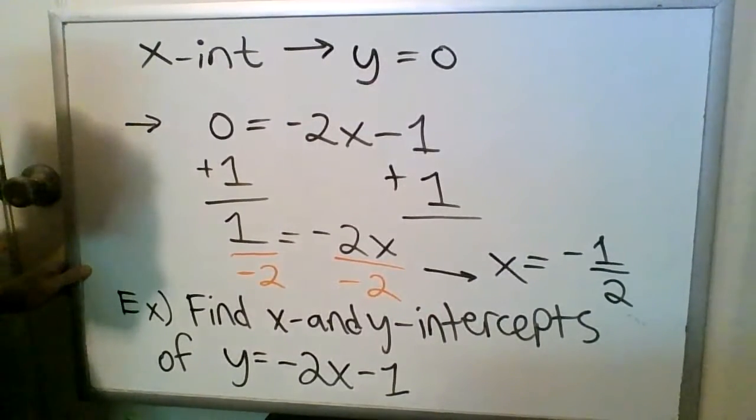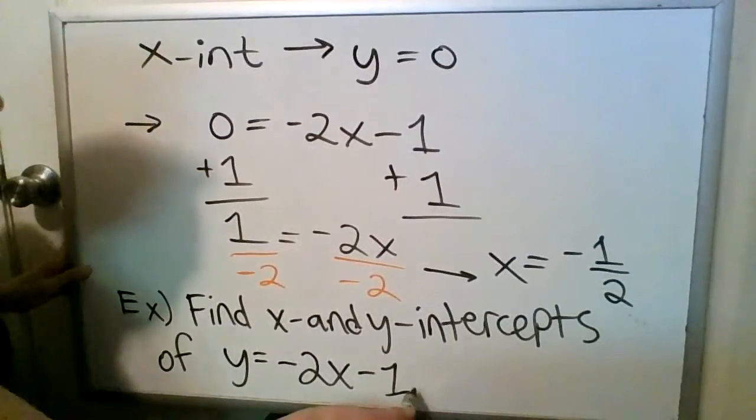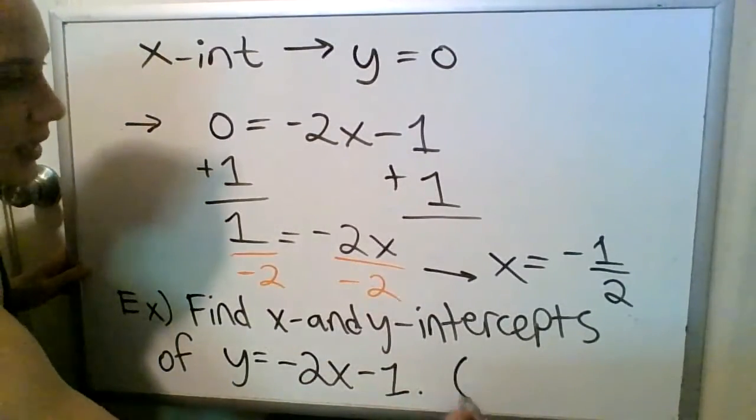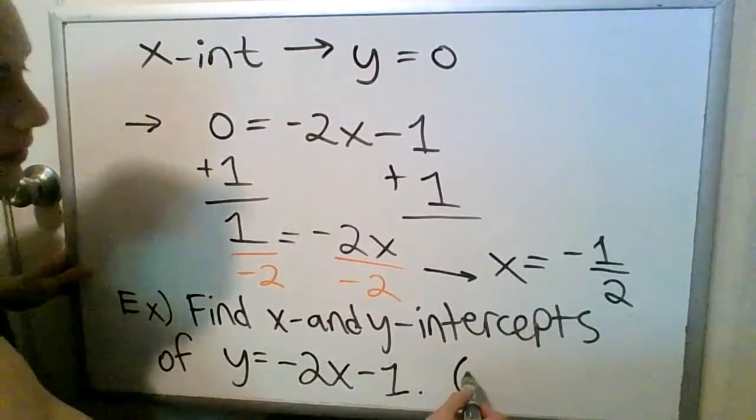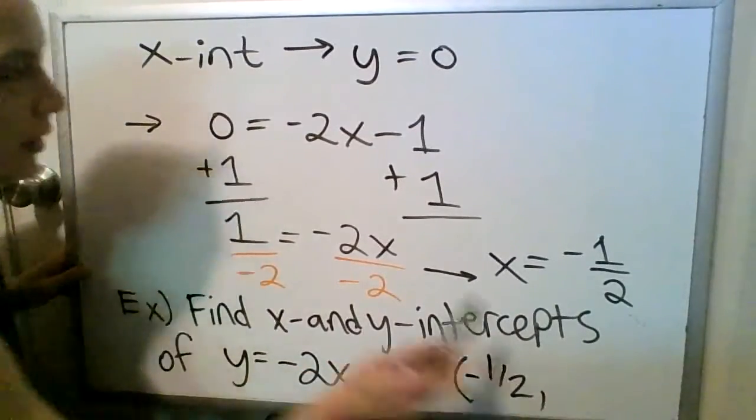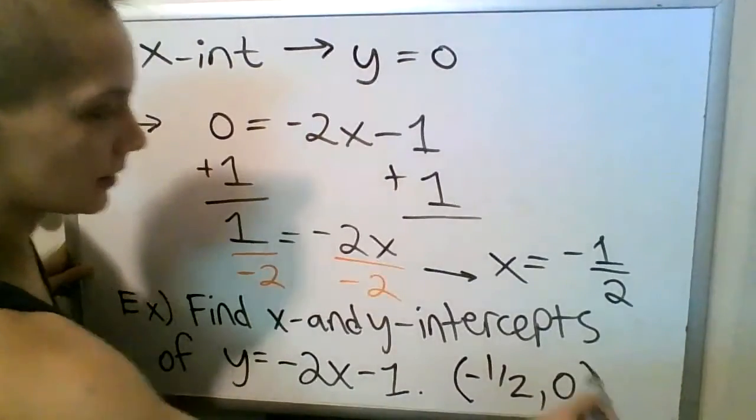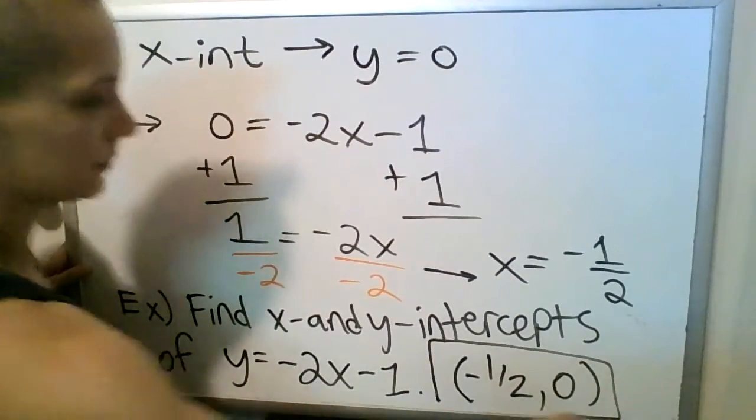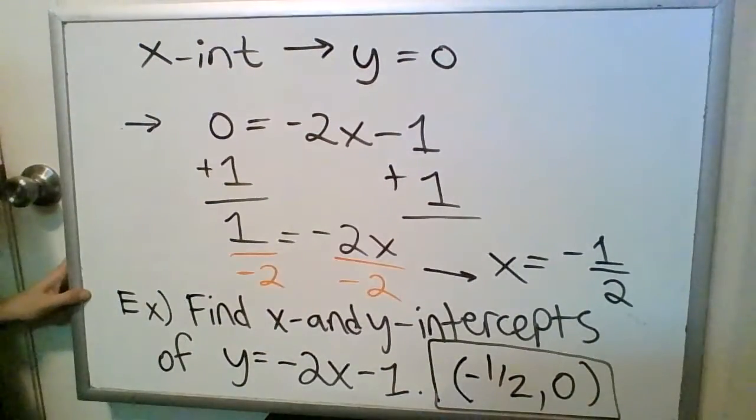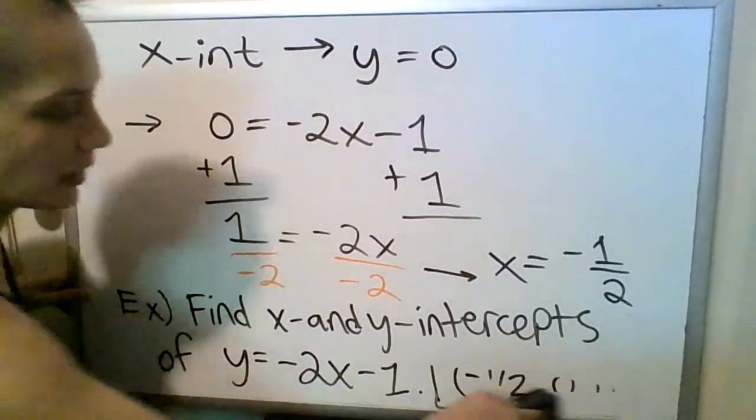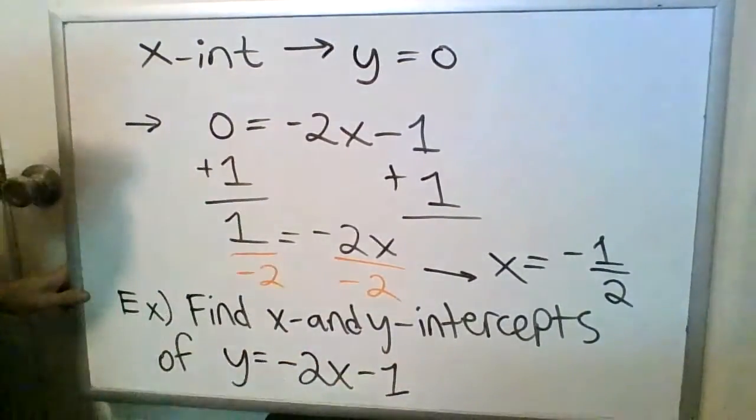And on a test, I will probably ask for you to write your answer as a point. So the intercept would be x first, -1/2, followed by y, which we put equal to 0. Oh, I'm sorry, that's just one piece. Let's put it over here. (-1/2, 0) is one of the intercepts.